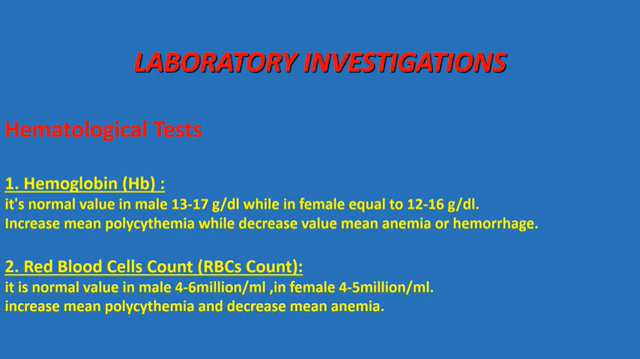Other test is red blood cell count or RBC count. The normal value of RBC count is 4 to 6 million per milliliter in male, while in female 4 to 5 million per milliliter. Increase means polycythemia, while decrease means anemia.